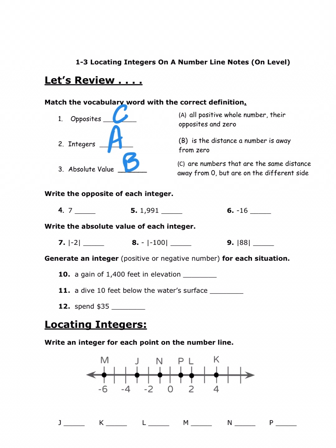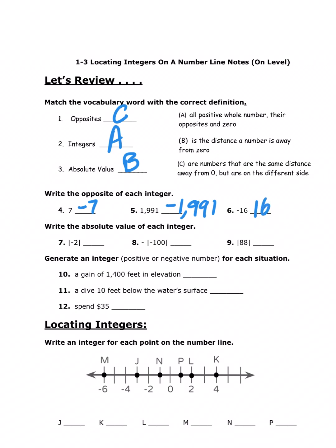Well, opposites are numbers the same distance away from 0 but on different sides. So for number 4 it says the opposite of 7, that would be -7. The opposite of 1,991 would be -1,991. And then the opposite of -16 would be +16.